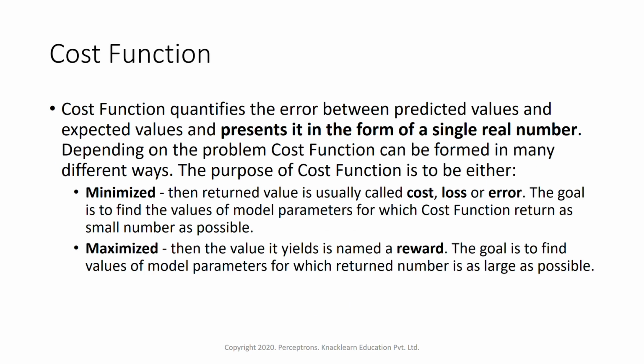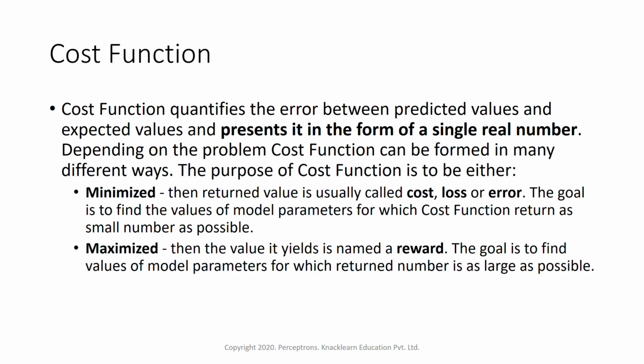Cost function quantifies the error between predicted value and the expected value and presents it in the form of a single real number. Depending on the problem, cost function can be formed in many different ways. The purpose of cost function is to either minimize the error, or in some cases we also maximize the cost function values. Minimize means this will return a value which is actually the loss or error value. Whenever we have loss or error values, we have to minimize that. The goal is to find the values of model parameters for which the cost function returns as small a number as possible.